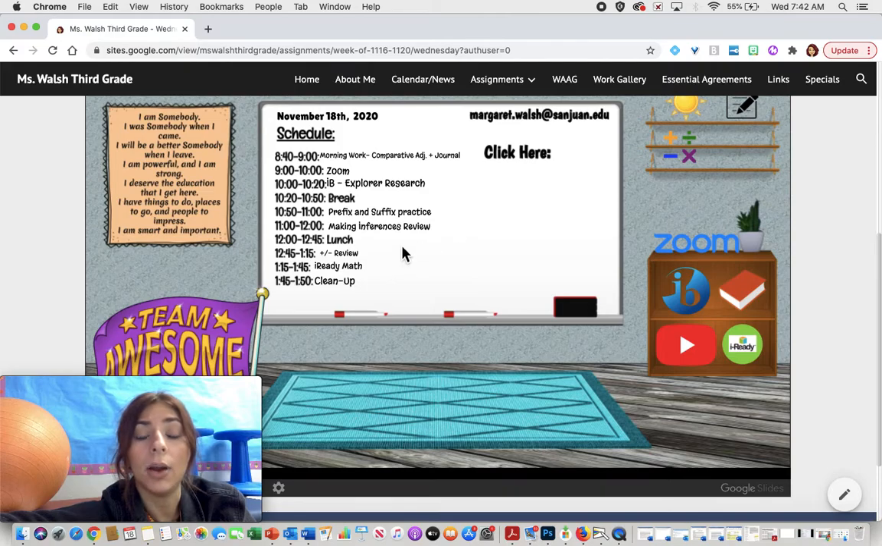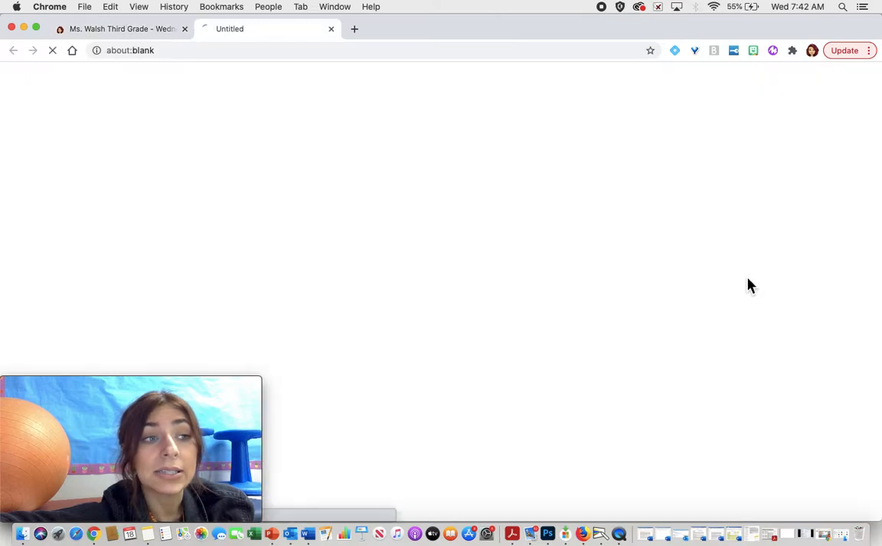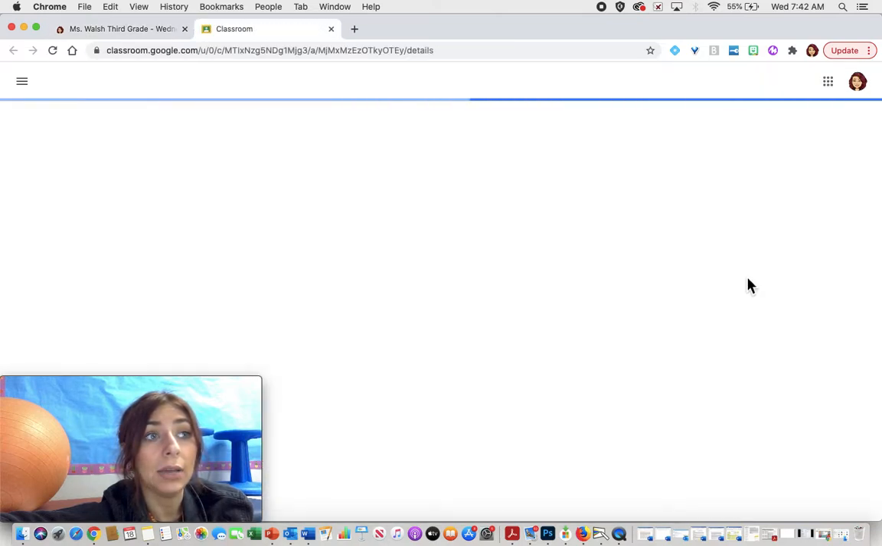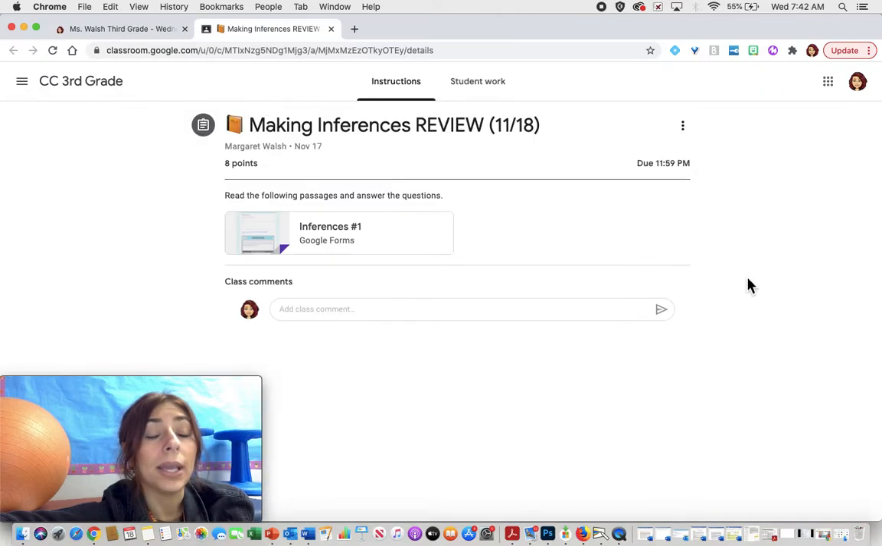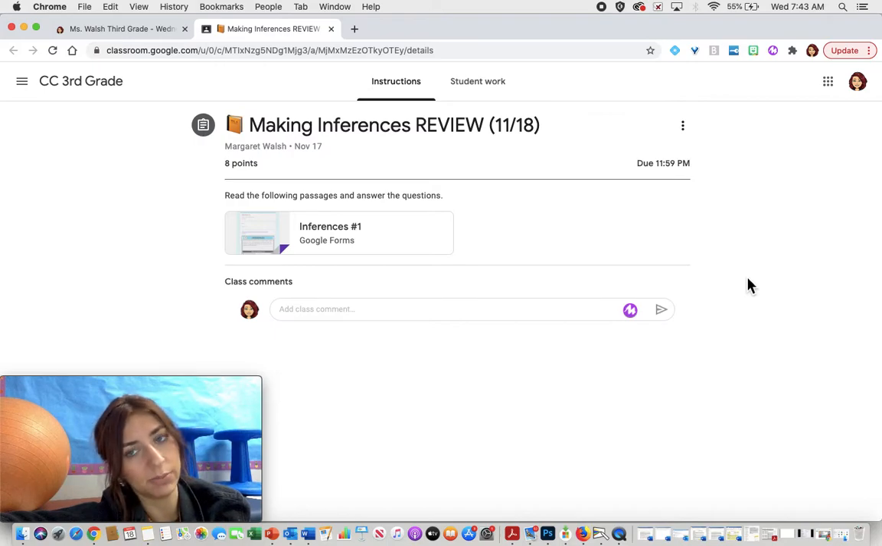Then we have our making inferences review. Remember, making inferences refers to being able to make an assumption about what the author is trying to tell us. So the author doesn't always tell us all the details, because if they did, that wouldn't make it very interesting. They try and show rather than tell.